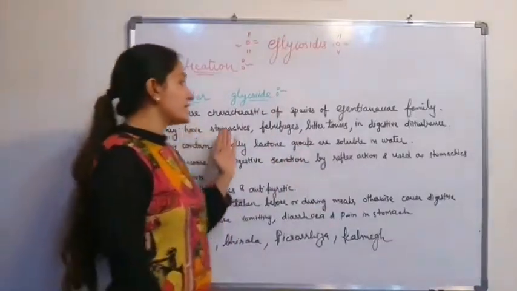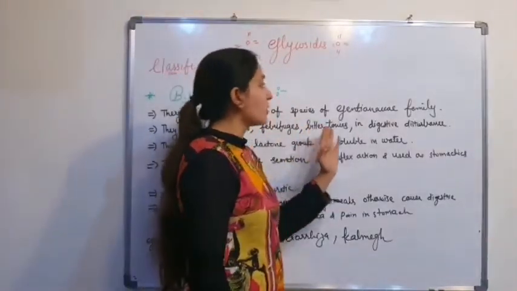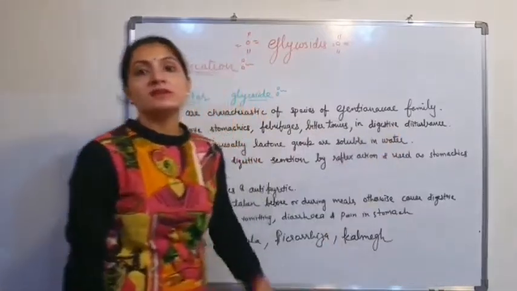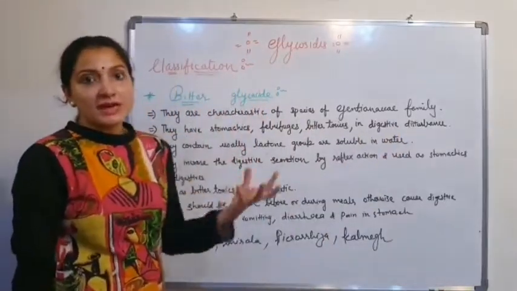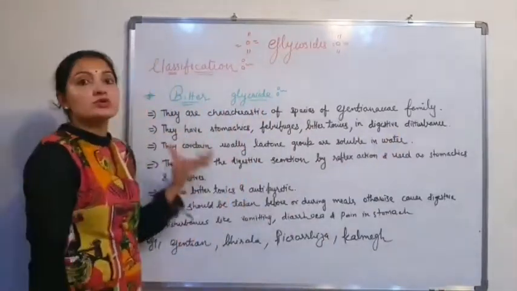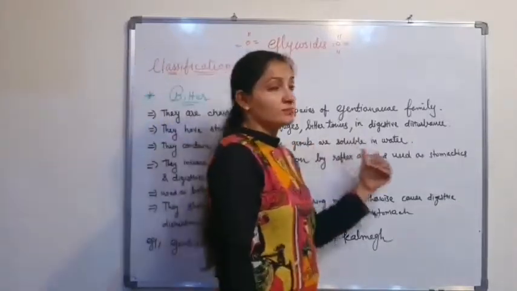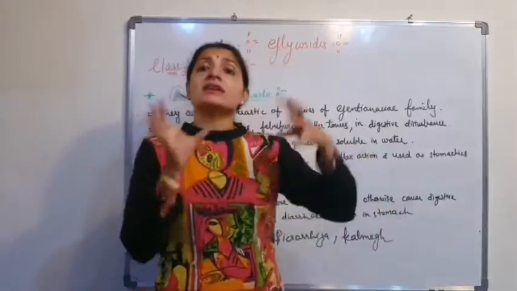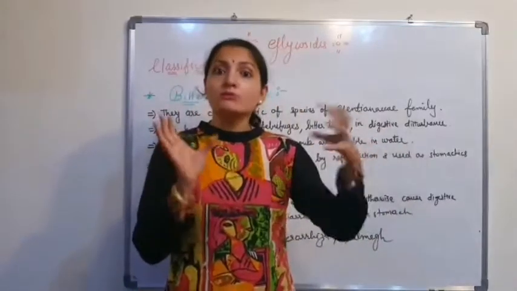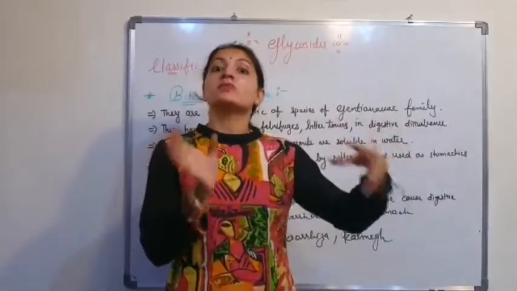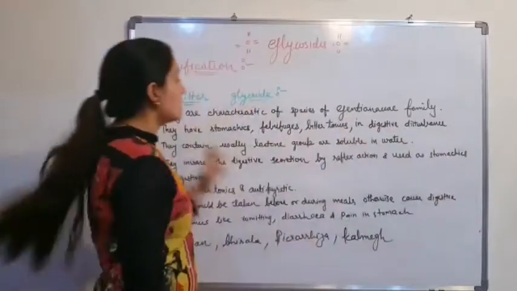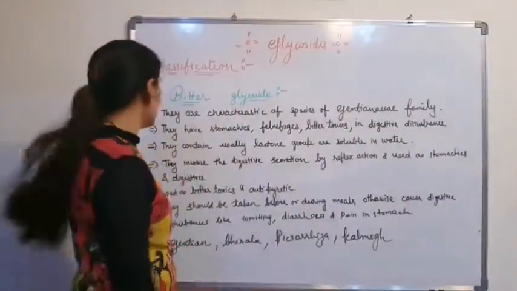They are stomachic, febrifuge, and bitter tonic, and these drugs are used in digestive disturbance. This is the common use of bitter glycosides. They usually contain a lactone group, mostly in the aglycone part, which is insoluble in water, but here they contain a lactone group which is soluble in water.